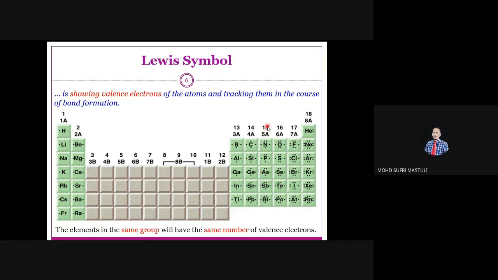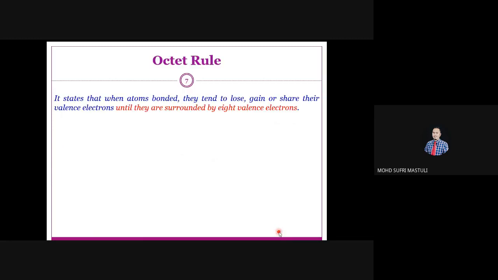Group 5, 5 valence electrons. Group 6, 6 valence electrons. Group 7, 7 valence electrons. So no need to remember this. Just understand group 1, how many valence electrons. Group 2, how many valence electrons. Group 3, group 4, group 5, 6, and 7. Just remember how many valence electrons. Again, same group, same number of valence electrons. Okay.